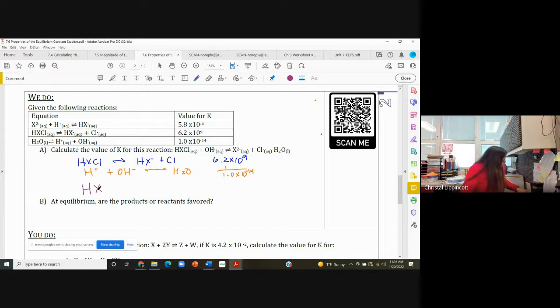Then I've got X negative, X2 minus plus H plus. What did I have to do to get this? I had to flip it, so that means I need to do the reciprocal of this guy.